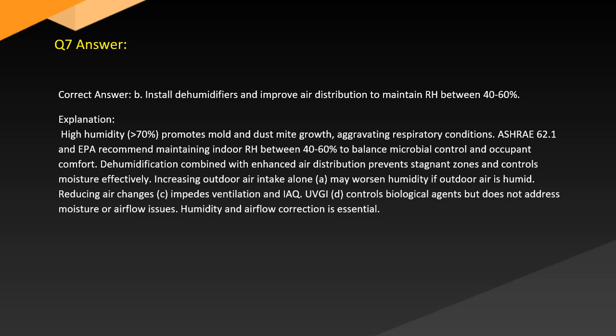Increasing outdoor air intake alone, A, may worsen humidity if outdoor air is humid. Reducing air changes, C, impedes ventilation and IAQ. UV irradiation, D, controls biological agents but does not address moisture or airflow issues. Humidity and airflow correction is essential.